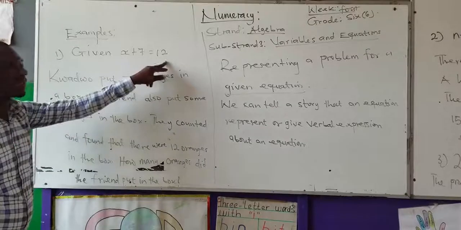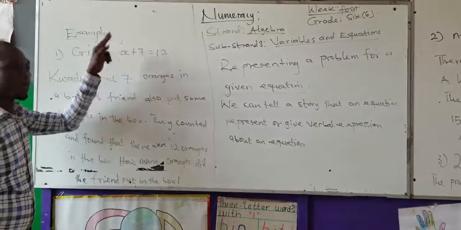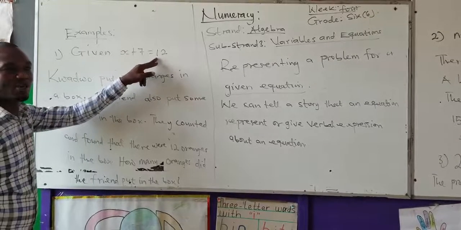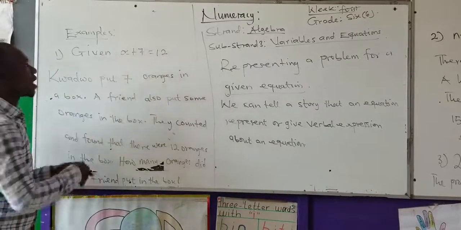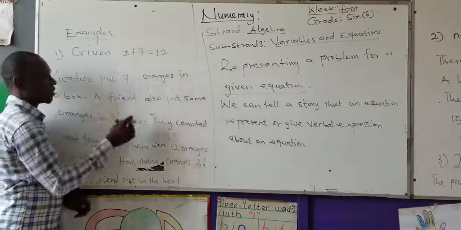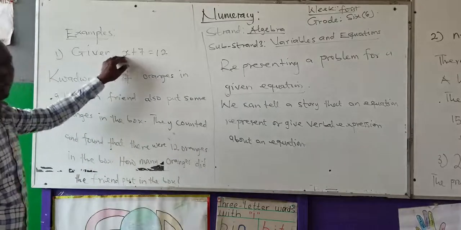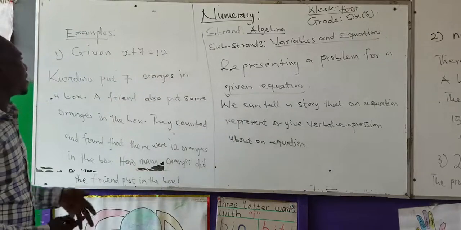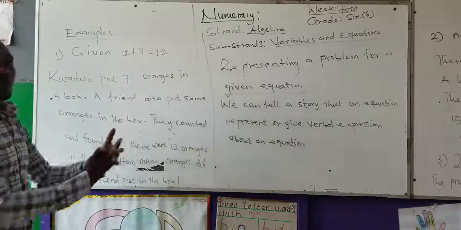Based on this equation, Kwajo put 7 oranges in the box, and his friend also put some oranges in that box. They counted all the oranges and realized that in the box there were 12 oranges. So how many did the friend put in the box? How many did the friend put in the box is the variable here, the x. Are you getting it? So I formed a story out of it. So this is what we are going to do. They will give you the equation, then you will have to form a story out of the equation.